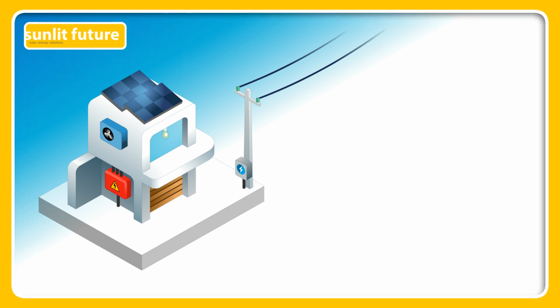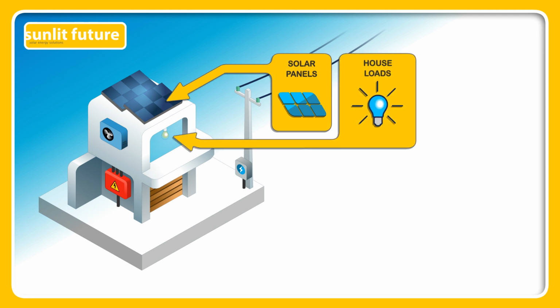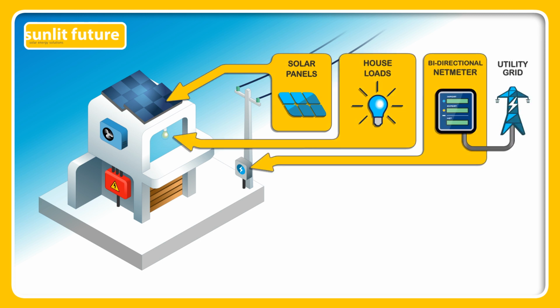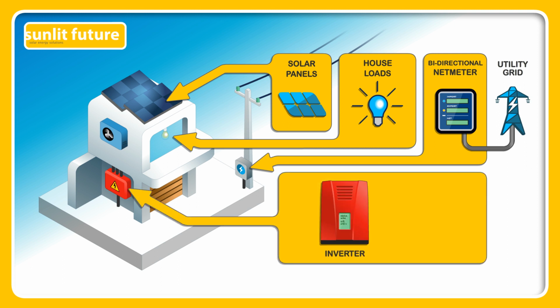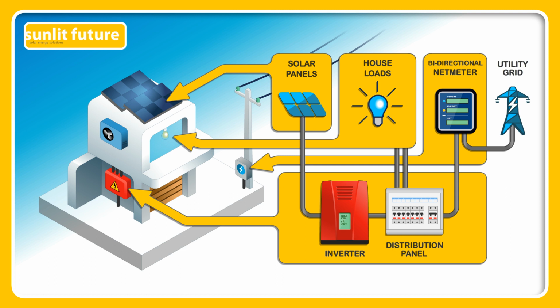There are four main components in a grid tie system: the solar panels, the electrical loads, the bidirectional net meter, and the inverter. In this house, the distribution panel and the inverter are mounted together on the wall. The inverter converts the DC electricity that is produced by the solar panels into AC electricity. The meter that was installed by the utility company is replaced with a bidirectional meter to measure the imported and exported electricity.